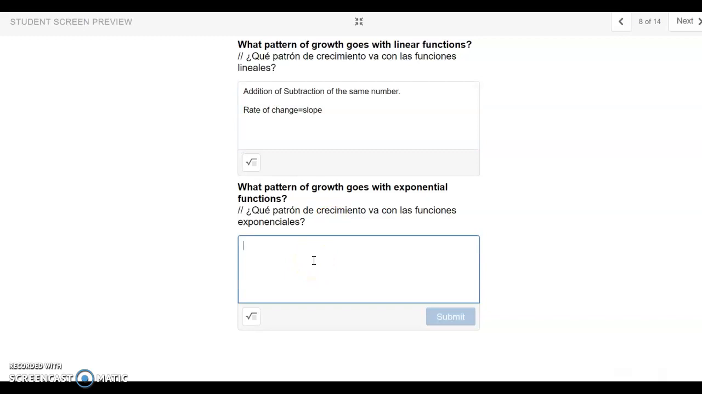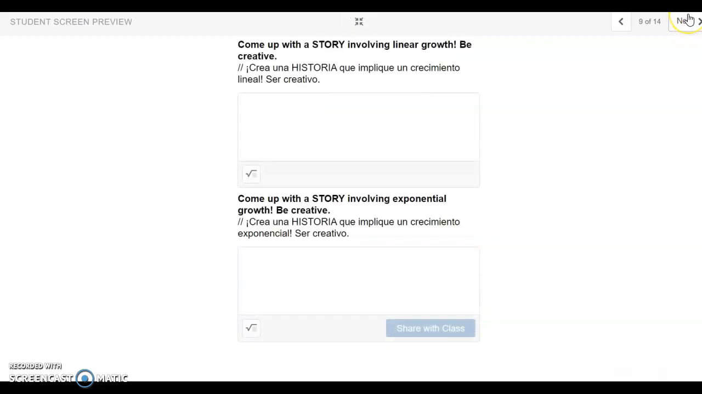What pattern goes with exponential functions? That is a multiplication growth, right? It could be multiplied by a whole number or a fraction, right? And it actually starts to shrink if we multiply it by a number less than 1. So if we multiply by the fraction 1/2, it would halve each month. You're going to dig into this a little bit more as we go.